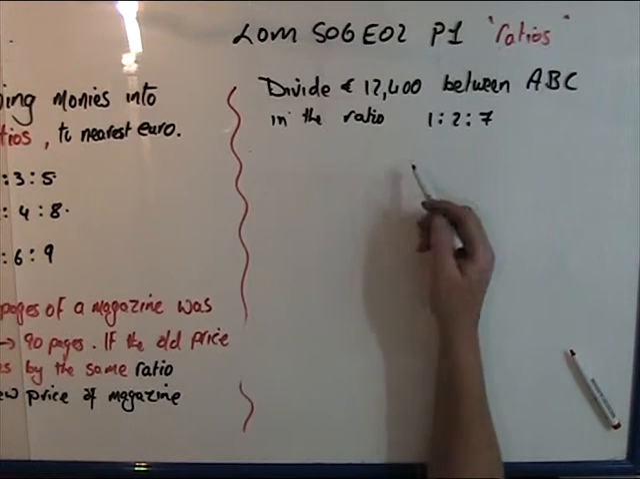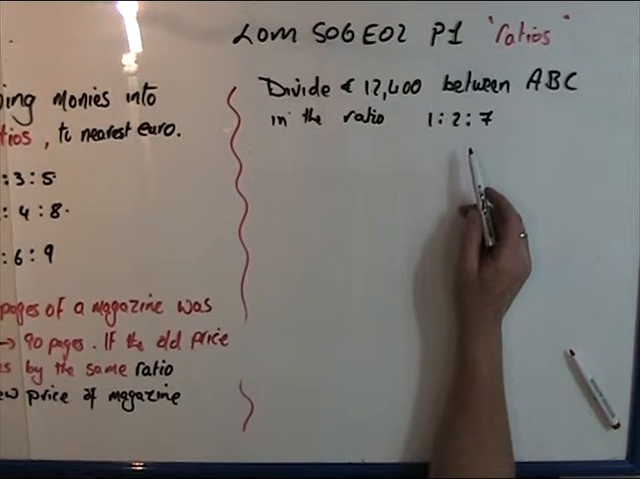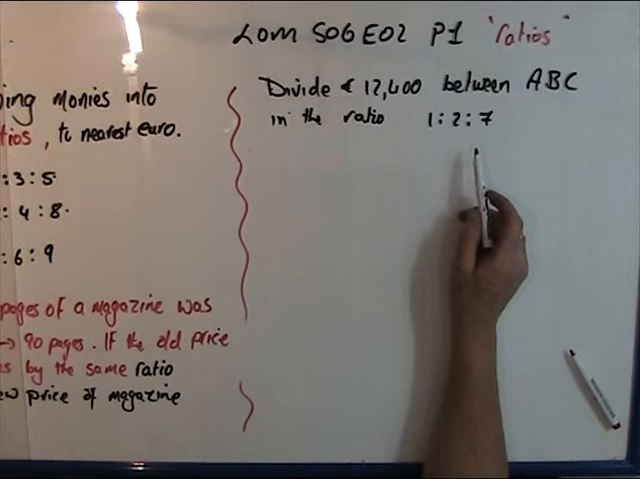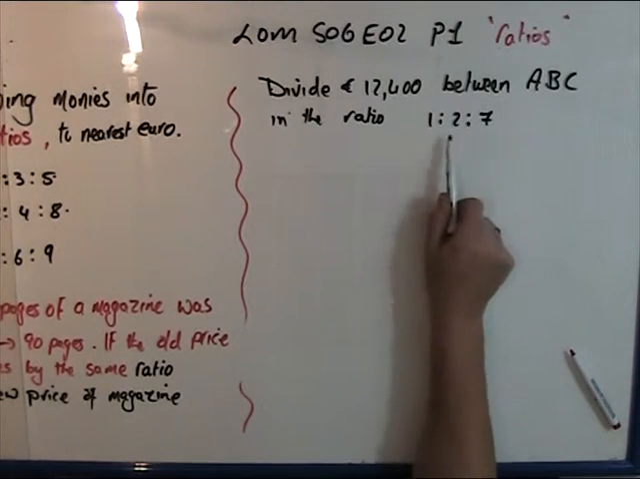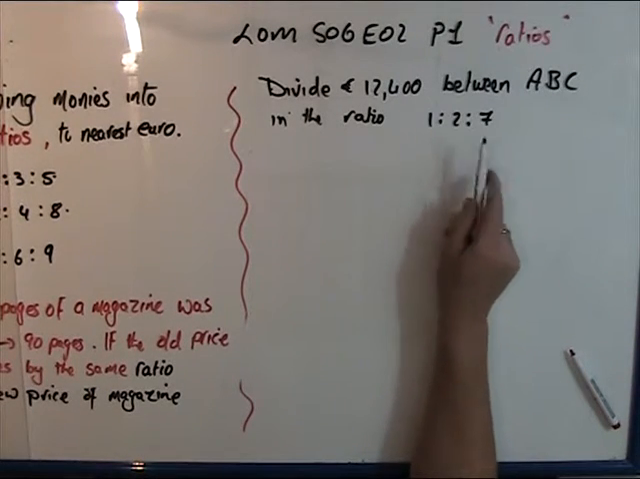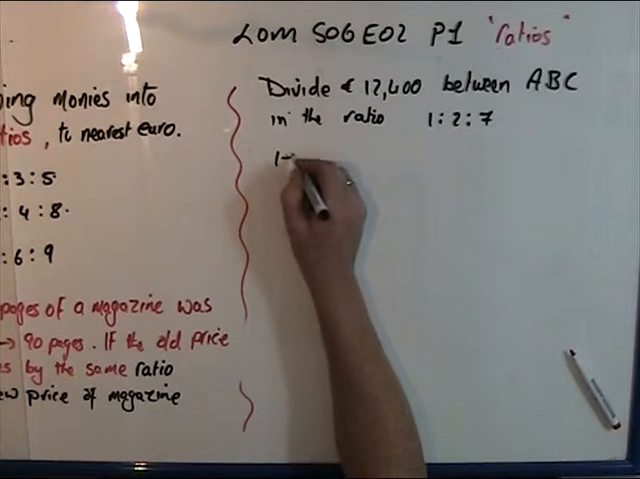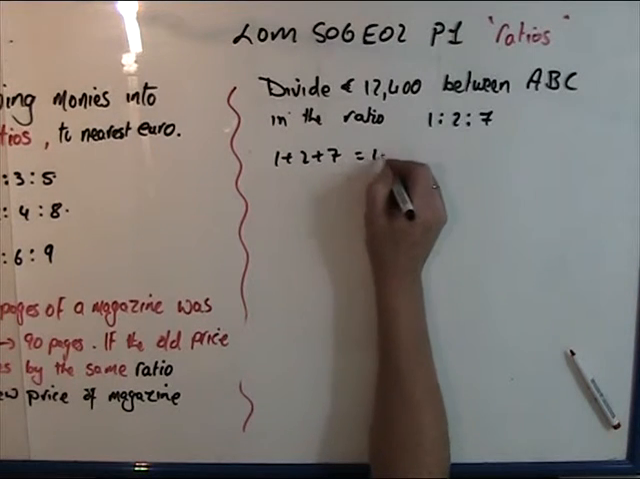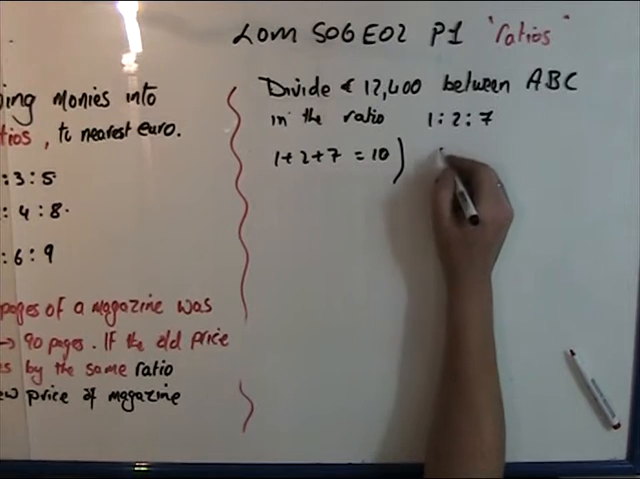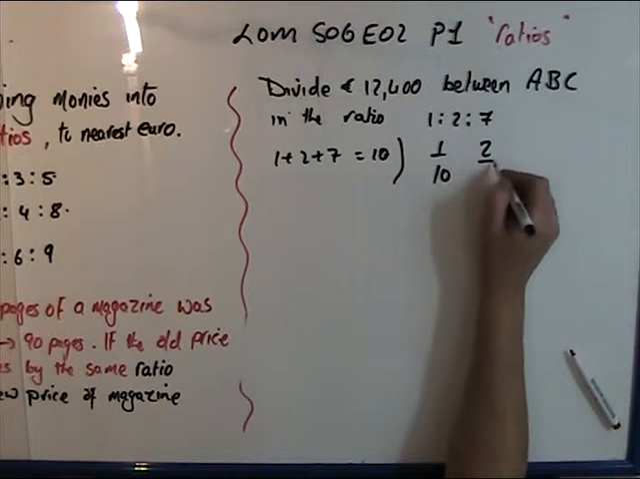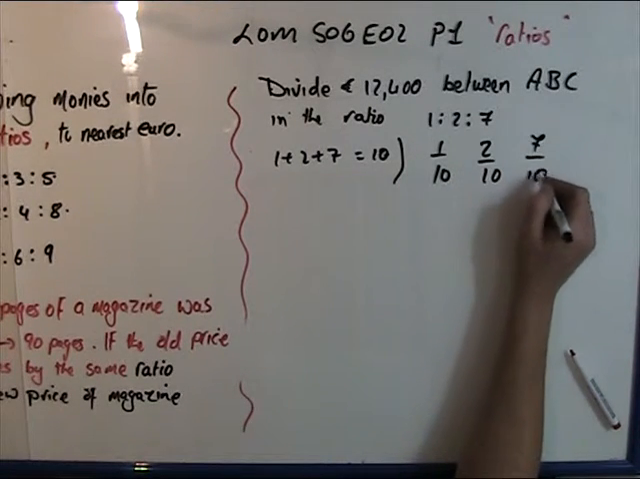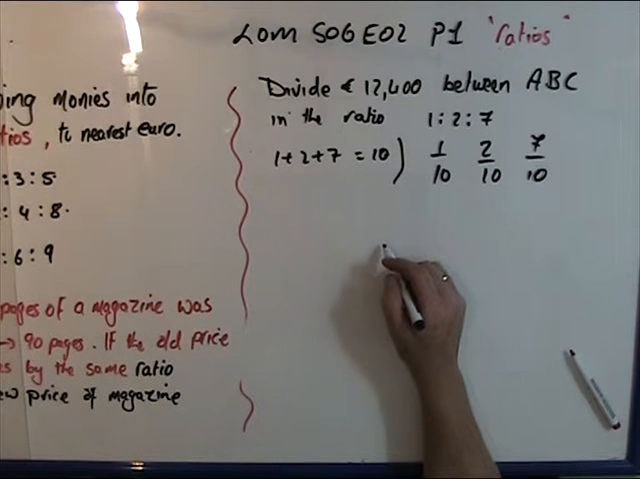Now, we've got a question here. As far as I'm concerned, ratios is the easiest one. You divide this by this ratio. Now, how do we divide it by ratios? We have to add them. 1 plus 2 plus 7 is equal to 10. And then we make fractions out of them. So that's 1 over 10, 2 over 10, and 7 over 10. So that's what we do. We add the ratios.